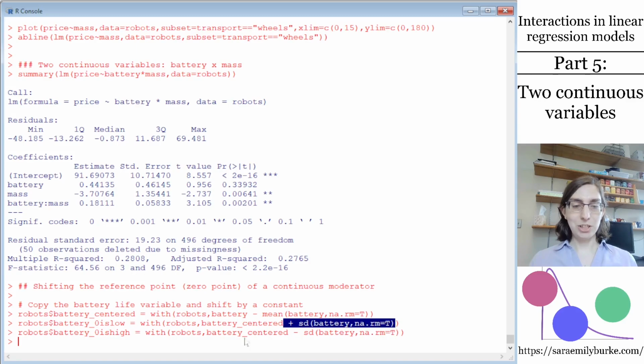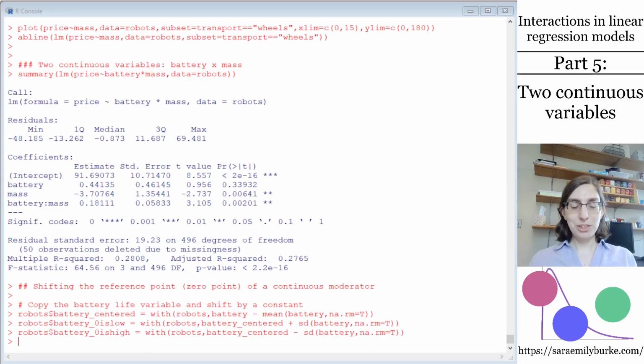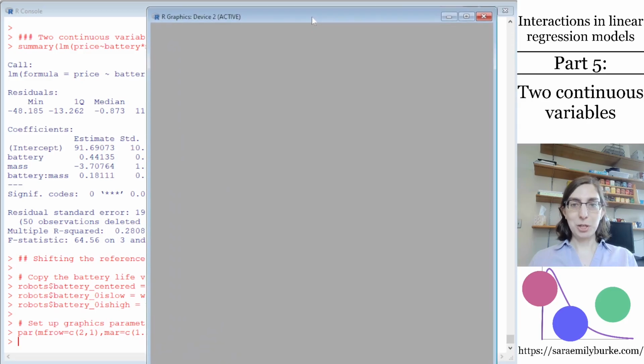Adding the standard deviation shifts all of the points of the distribution of battery life upward, so that 0 comes to represent a relatively low point in that distribution. And subtracting a standard deviation shifts those points downward, so that 0 comes to represent a relatively high point in that distribution. That's not always the easiest thing to understand, so I want to show you some graphical representations. I'm setting up a plotting space.